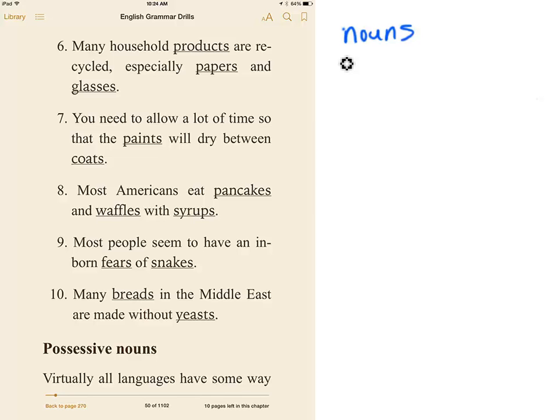Well, now we're going to talk about something else. We're going to talk about possessive nouns, how to use a possessive noun and how to use a possessive noun with plurals. All right, so possessive means ownership. If you talk about possessive, it means ownership.